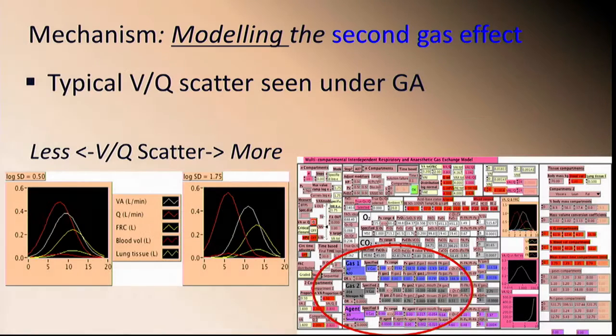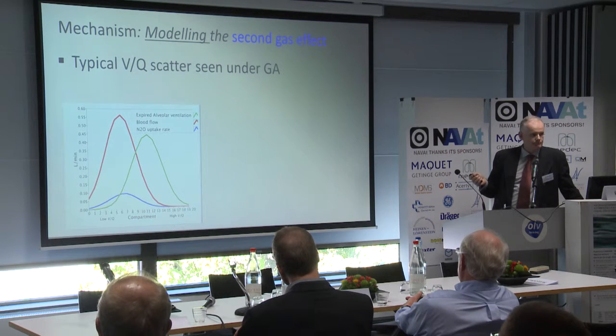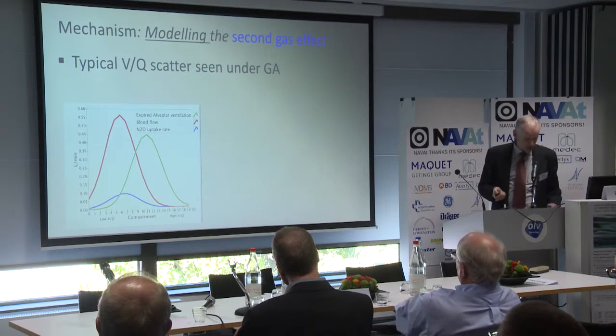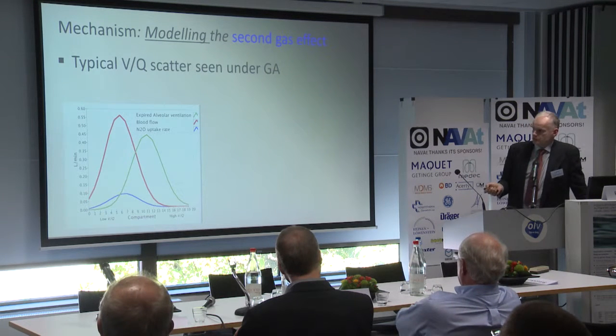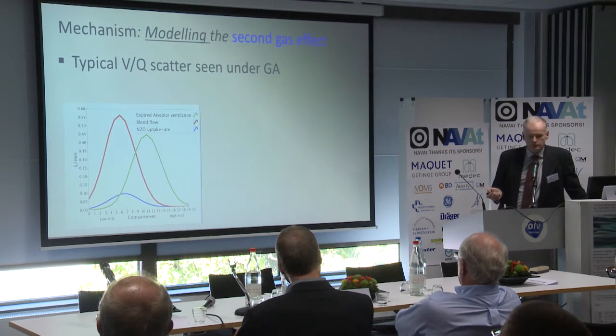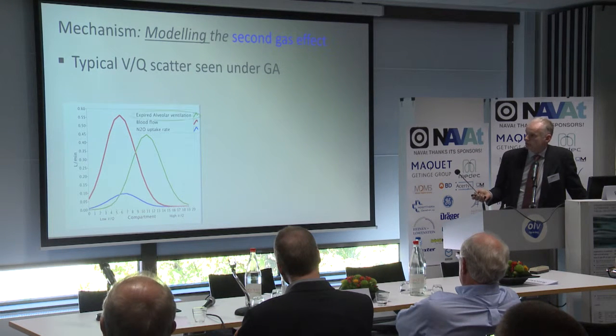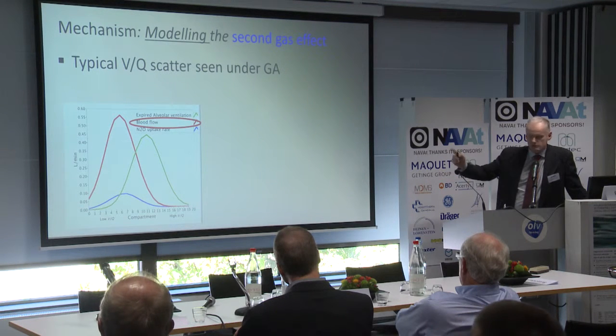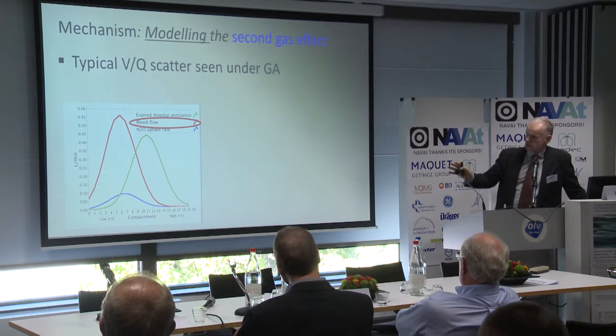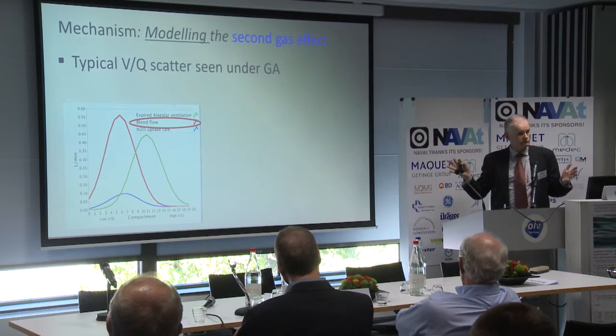I repeat myself. So if you model the second gas effect using a realistic distribution of ventilation and blood flow, realistic VQ scatter, what do you get? So this is the data that my model has generated, which was actually part of my PhD thesis, and I've just reproduced it here to show you how these things really work in the lungs. So these are distributions of ventilation, which is the green curve, and blood flow, which is the red curve, and you can see that this is a lung with a moderate amount of VQ scatter.